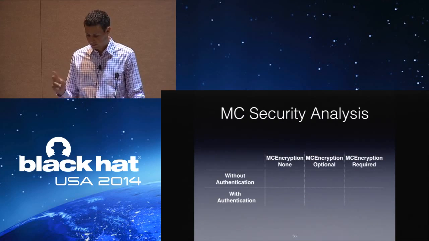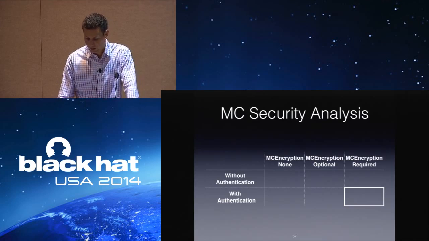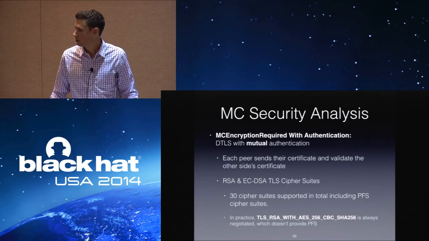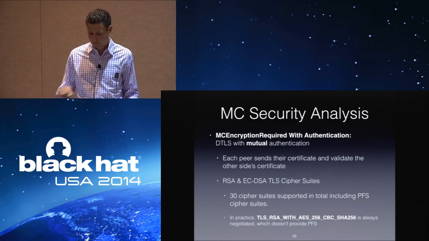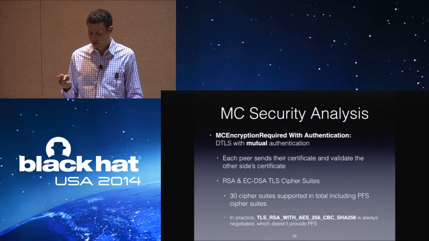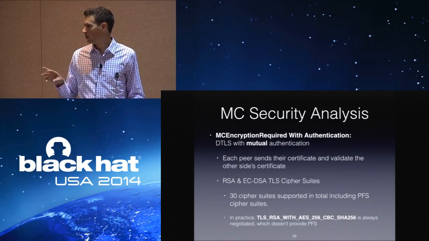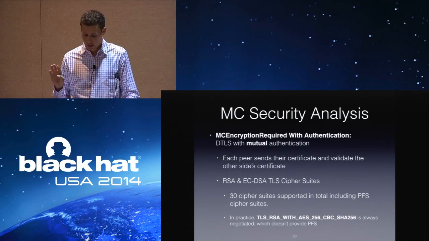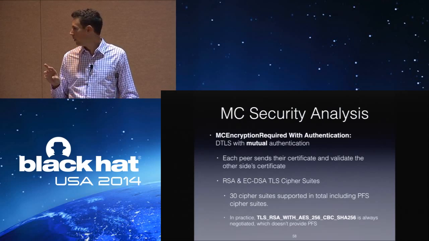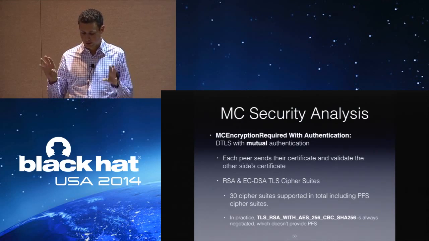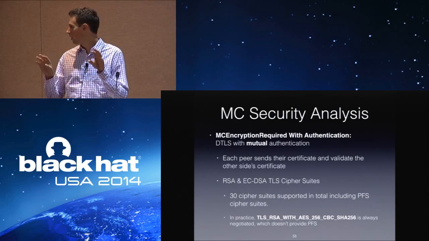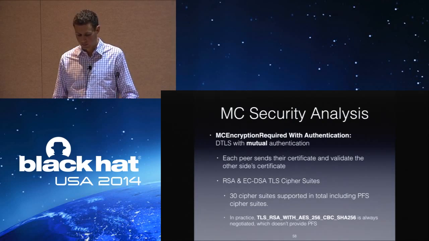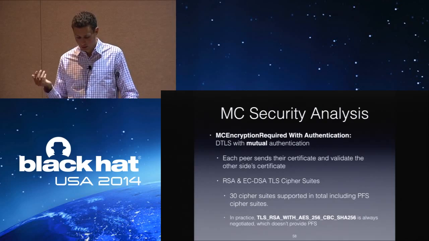If you look at the first combo, encryption required with authentication, what you get is DTLS, and it's using mutual authentication, so each peer exchanges a certificate. What's kind of interesting is it has 30 different cipher suites enabled, including cipher suites that give you perfect forward secrecy. But the problem is that perfect forward secrecy is never actually used, because in practice, when the peers choose the cipher suite, they always choose the same one, which is RSA with AES, which doesn't have perfect forward secrecy. So PFS is enabled, but not actually used.